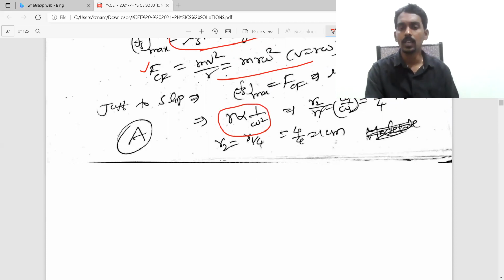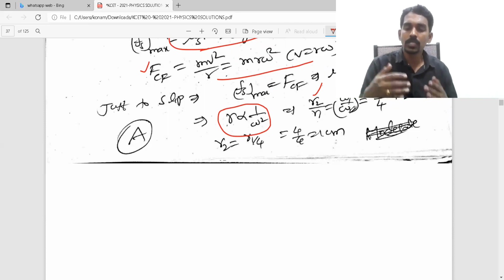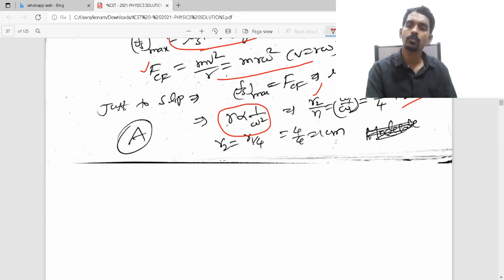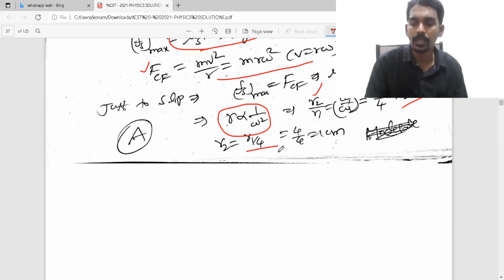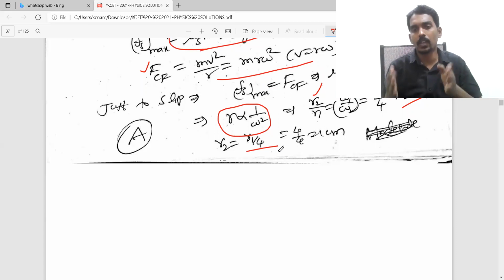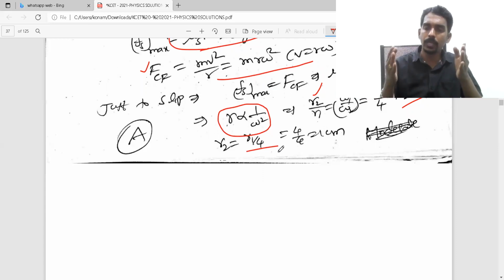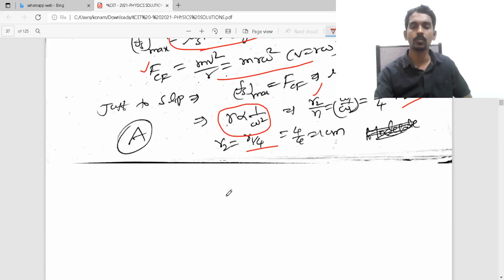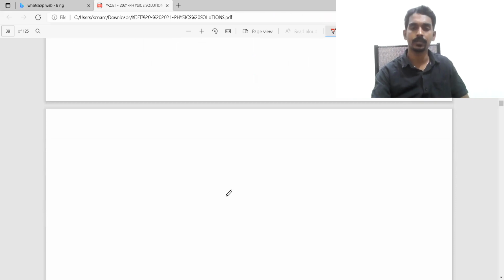So if you compare the final situation and initial situation, r2 by r1 is omega 1 by omega 2 whole square. Because omega 2 is after change. After change omega they made it double. So that's why omega 2 is 2 omega 1. So 1 by 2 whole square means 1 by 4. So r2 will become r1 by 4. Where r1 they have given already. Initially it is at a particular distance and it is ready to slip. Now at what distance it will be ready to slip with double the speed. That is what the comparison based question is.